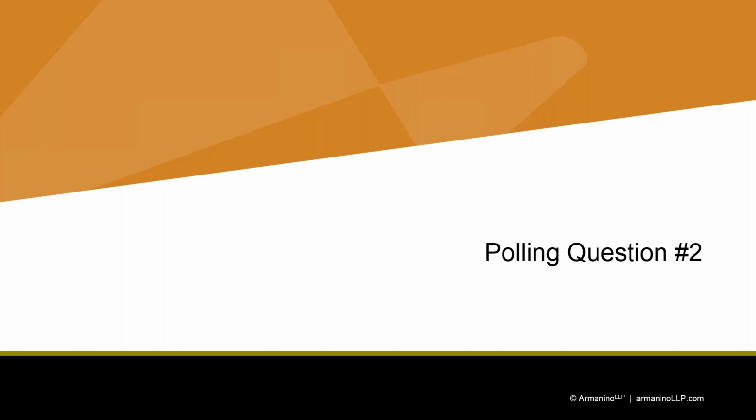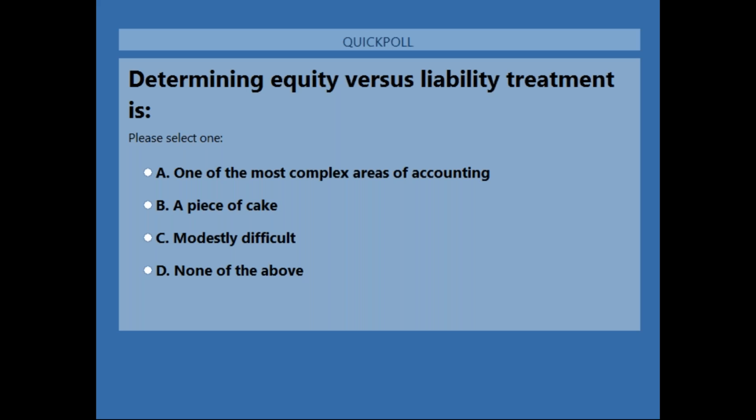Time for polling question number 2. Again, if you're here for CPE and you missed that first one, make sure you answer this one. Question is, determining equity versus liability treatment is one of the most complex areas of accounting. A. True. B. A piece of cake. C. Modestly difficult. D. None of the above.